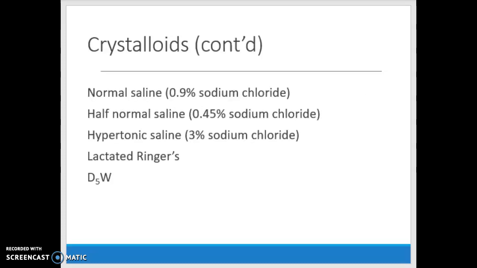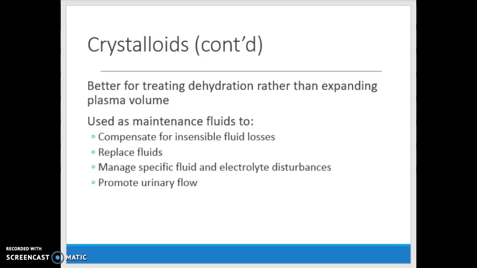You'll recognize these fluids as things like normal saline, half normal saline, hypertonic saline, lactated Ringer's, D5W, which is 5% dextrose in water. Our crystalloids are better for treating hydration rather than expanding plasma volume. We can also use them as maintenance fluids to compensate for insensible losses, or replace fluids to manage fluid and electrolyte disturbances and to promote urinary flow.